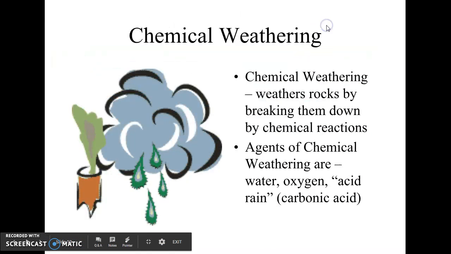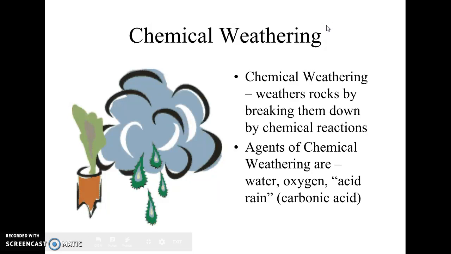All right, so that brings an end to mechanical or physical weathering, but now we're going to talk about chemical weathering. Chemical weathering is going to break down rocks by chemical reactions. And make sure you're writing this down, okay? Make sure you're writing down the definition here of chemical weathering. Chemical weathering is breaking down rocks through chemical reactions, and the agents of chemical weathering would be liquid water, okay, oxygen, acid rain, or a weak carbonic acid, okay.